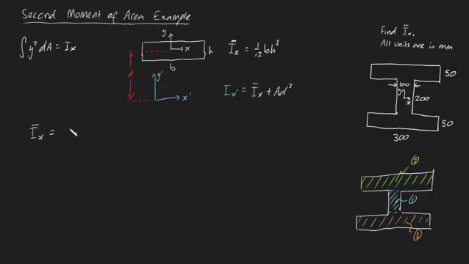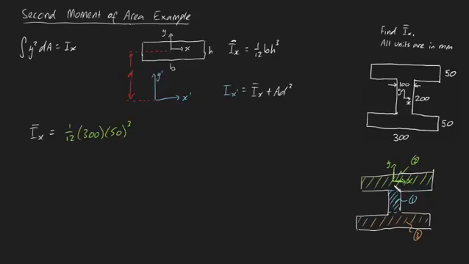We know it's going to be 1/12 times base times height cubed, which in this context would be 300 times 50 cubed. So let me write that out for you. It's going to be 300 times 50 cubed, right? And what this refers to right now is the second moment of area about this bar's own centroid, right? But we're not interested in that. We're interested in finding it about the centroid of the I-beam completely, right?